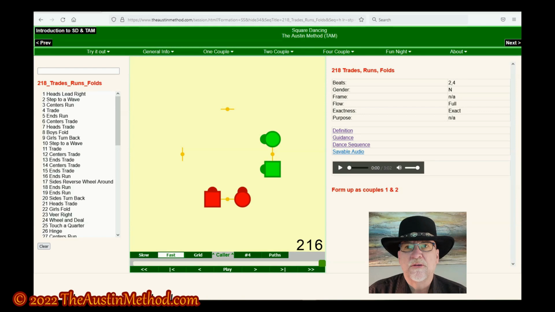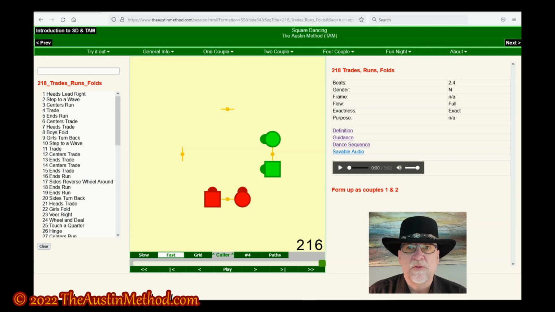We're reintroducing trades and runs here because there are different kinds of trades and runs we can do with two couples that we did not do with one couple. You've already seen trades and runs, so the concept should be fairly familiar. And then folds we couldn't really do well with one couple, so we're introducing that. We're grouping them all together because they feel the same and they're extremely important in the same way.